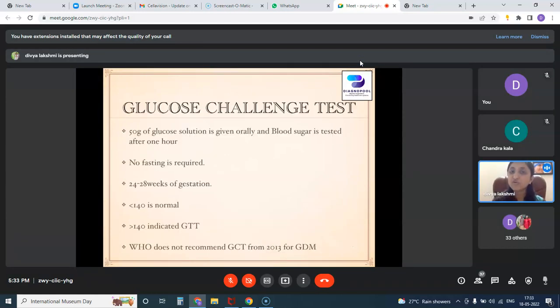Okay. Now we will come to GCT, that is glucose challenge test. So what is this glucose challenge test? Here we give 50 gram of glucose orally and then test within 1 hour. Remember, here fasting is not required. Preparation of the patient is not required. Just give 50 gram of glucose and test within 1 hour. If it is less than 140 milligram per deciliter, it is normal. If it is above 140 milligram per deciliter, GTT is indicated. Do the oral glucose tolerance test.